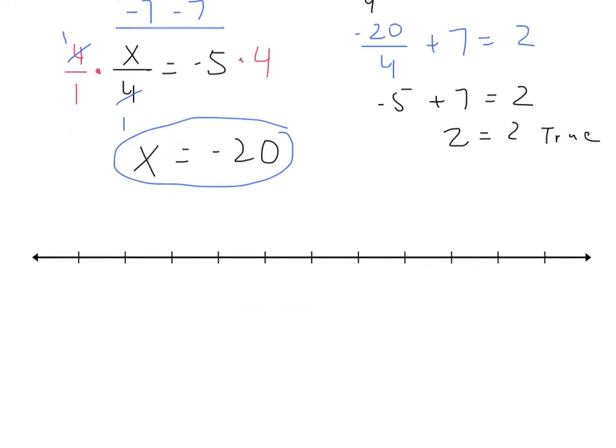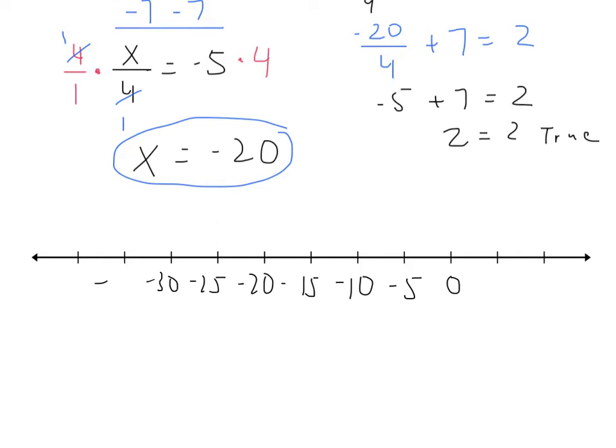Last thing, let's graph the solution. This was from our previous video. We talked about how to graph these. Let's maybe count by 5s. Our solution is negative 20, so it's a closed dot right there at negative 20.